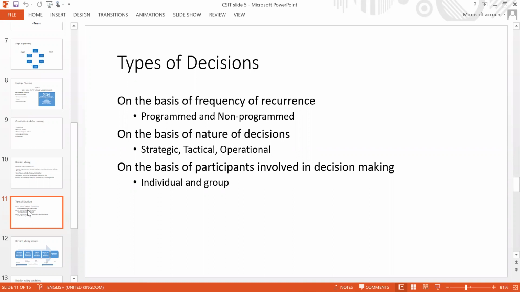On the basis of participants involved in decision making, sometimes you have to take the decision individually, and sometimes complex or complicated decisions are made in a group. In an organization, you organize a group to take decisions. You might form a certain committee, task force, or group to take the decision. Many times, as a manager, you have to take decisions individually. So these are the different types of decisions that you have to take.